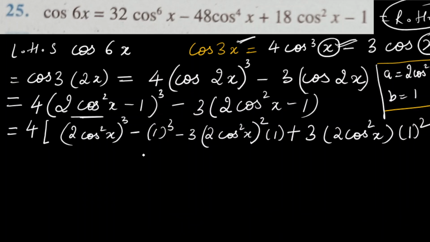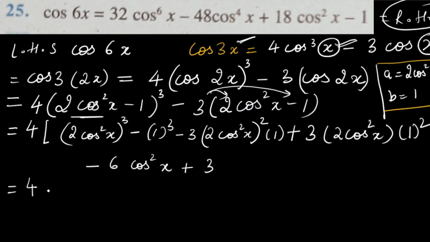a minus b whole cube. Now minus 3 into this is there, so we can just multiply this. 3 into 2 is 6, so 6 cos square x minus 3. Whenever minus is outside the bracket, we have to change the inner signs, so it will become plus 3. Minus 3 into minus 1 is plus 3. So 3 into 2 is 6, 6 cos square x, and minus 1 was there, so when we multiply with minus 3 it will become plus 3. You can always remember, if minus is outside the bracket, you have to change the signs.